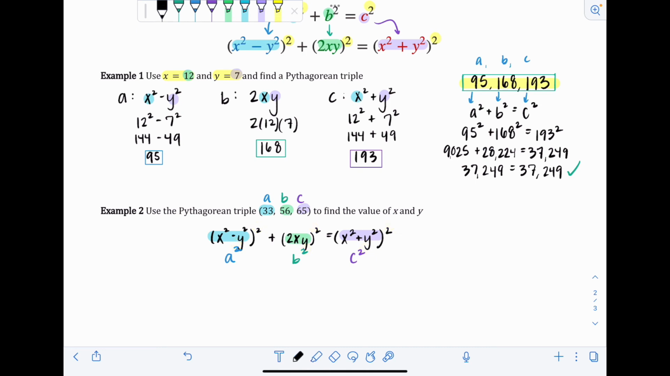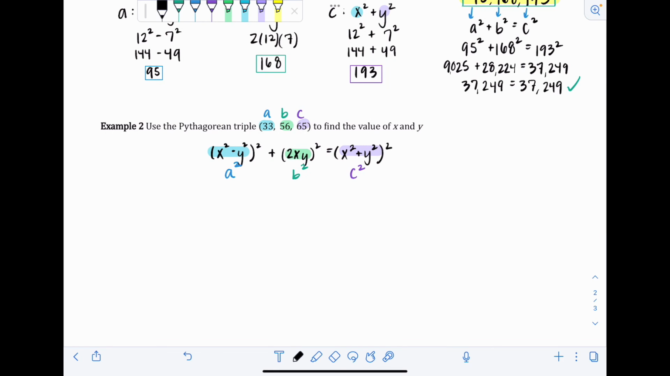Okay, so for the light blue equation, for lack of better terms, the one that's based around a, it would be x squared minus y squared equals 33. And then the second one that's based around b is 2xy is equal to 56. And then the third one that is based around c is x squared plus y squared equals c, which is 65. So we have our three equations.